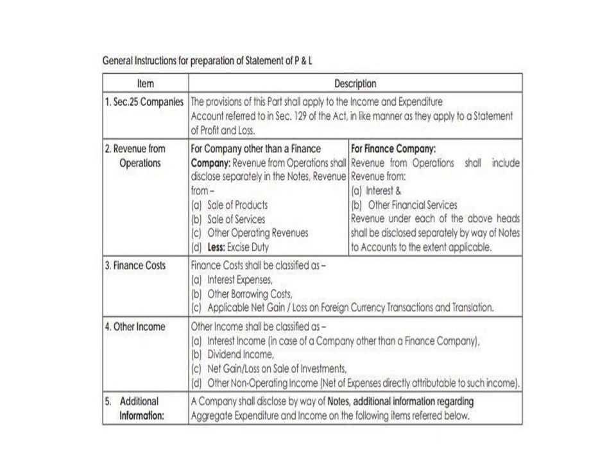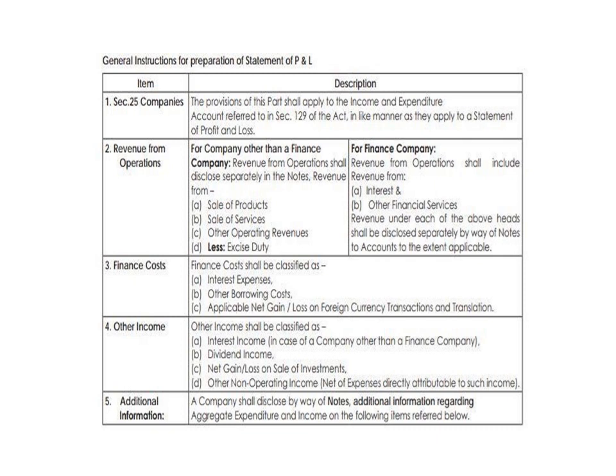So the items here which you can see is revenue from operations for a company other than a finance company. If it is a company other than a finance company, the items are sale of products, sale of services and any other operating revenues. These are all the revenues from the operations, and excise duty should be deducted.